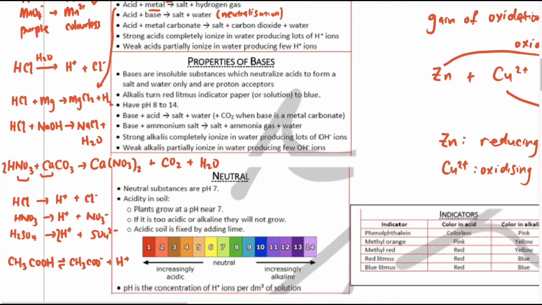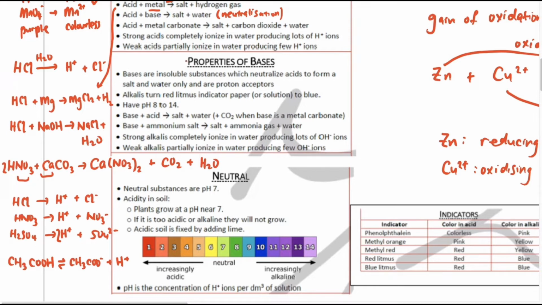So for weak acid, we use a reversible reaction, showing that not 100% of the molecules change to ions. Some remain as molecules. So that's why the concentration of H plus is low and hence the pH is higher. Maybe the pH is around 6 or 5. Okay, now we look at here.